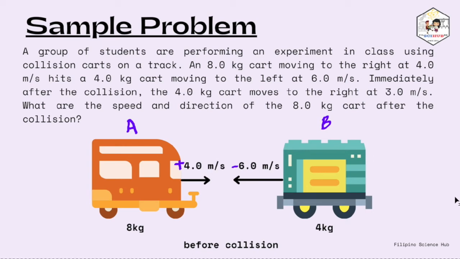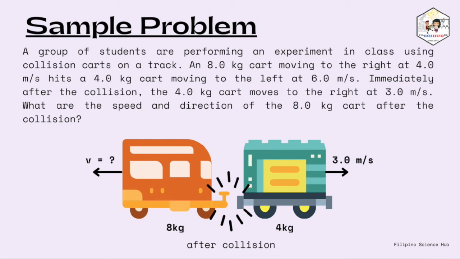Now let's take a look at the after collision. The after collision, we have object B, which is moving to the right at 3.0 meters per second, and our object A, which is moving in an unknown direction and an unknown speed. So basically, ang hinahanap natin dito is yung velocity ng ating object A. So we don't know yet whether it's going left or right, but we will be able to identify that later on when we get our final answers.